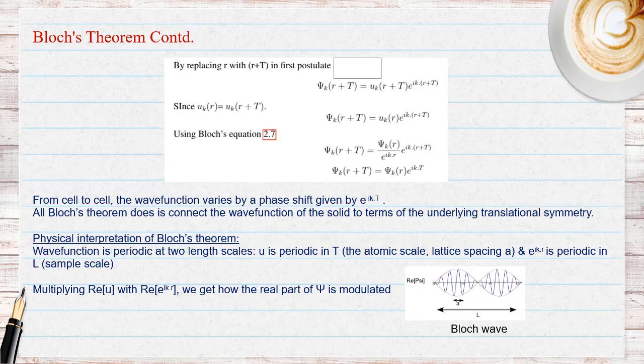On multiplying the real part of u with the real part of e raised to ik dot r, we can see the real part of psi, the wave function, the modulated function. So the Bloch wave is shown in this figure. This is how the real part of the wave function looks, and that is called the Bloch wave.